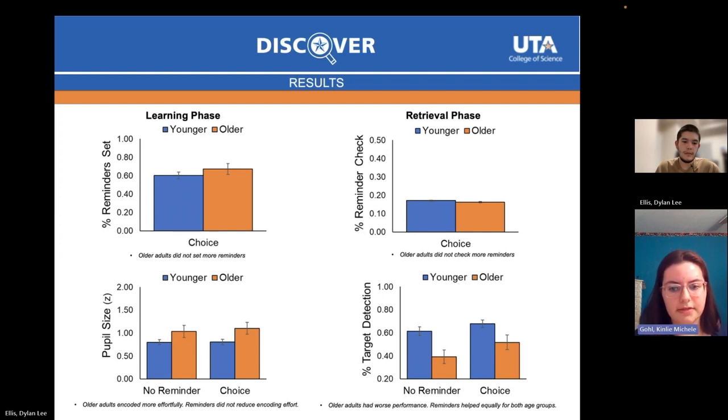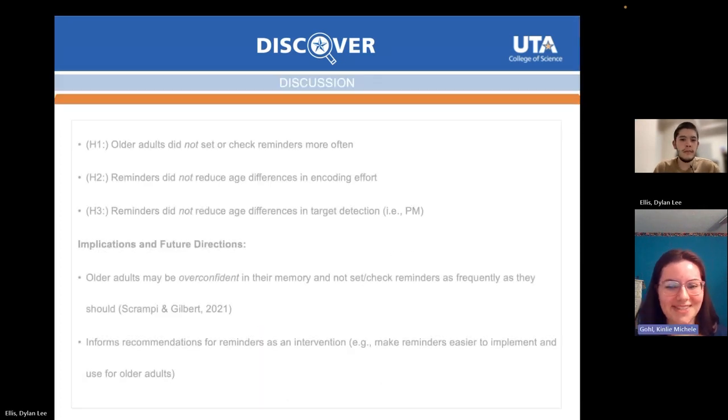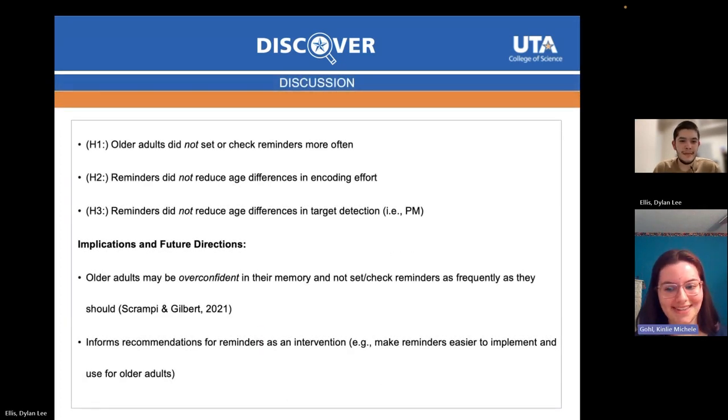Now, in the retrieval phase, the top right chart depicts how many times each group checked the reminders they set, with no difference between groups. Older adults did not check reminders more often. The bottom right chart shows target detection among older and younger adults when they did and did not have reminders, target detection being the number of times they pressed the spacebar when they saw their studied word. Older adults actually did worse compared to the younger adults, and reminders seemed to help in both groups. So overall, all of our results contradicted what we anticipated.